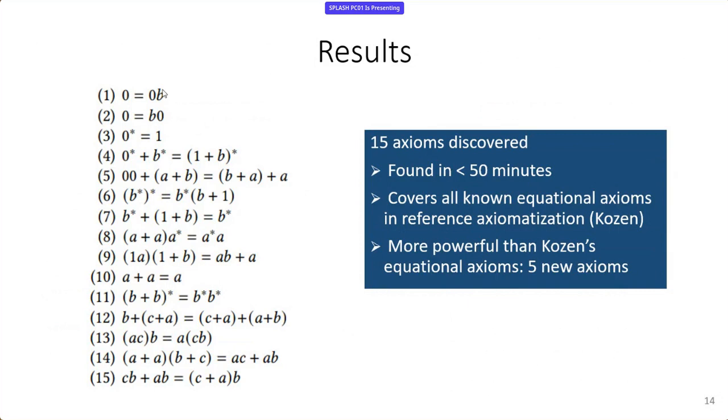That's pretty cool because if you have a rewriting system that only uses equations, you can use the more powerful axioms that were discovered in our work. Since Kozen's axiomatization is in fact complete, they are, of course, not more powerful than the whole axiomatization. Our axioms are just more powerful than the equational subset of Kozen's axioms.